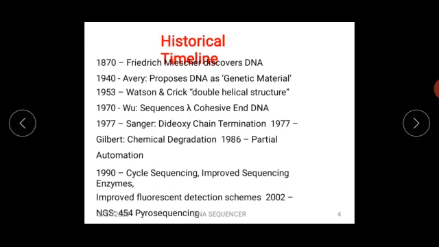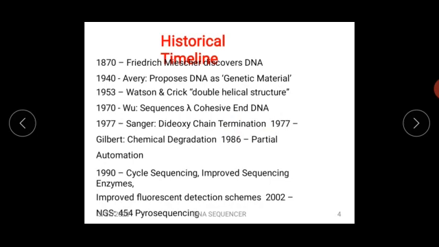This is a brief history timeline of how the DNA sequencer has been created. In 1870, Friedrich Miescher discovered DNA, and a few more scientists further worked on DNA. Therefore, it was very necessary to understand the sequence of DNA. For that, Sanger discovered the dideoxy chain termination method in 1977.